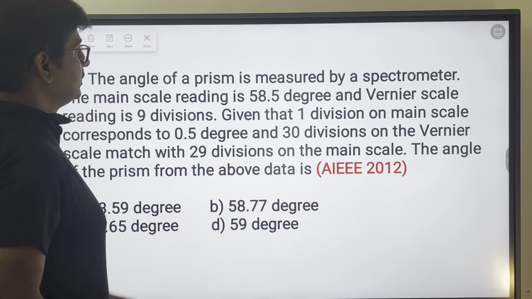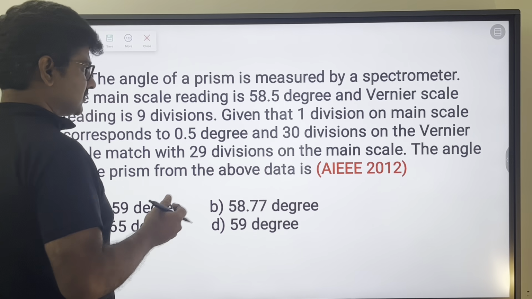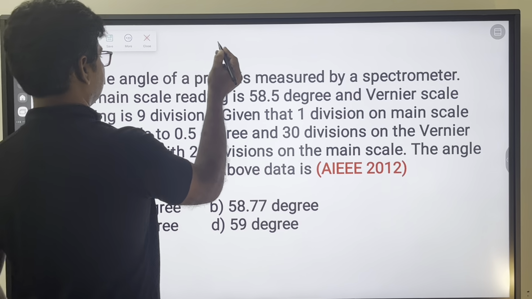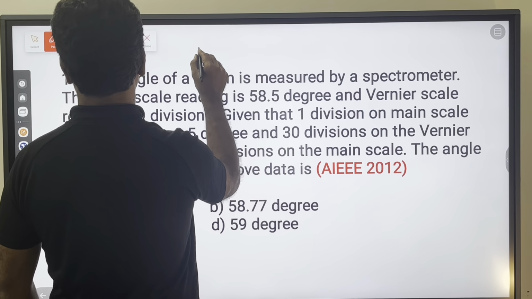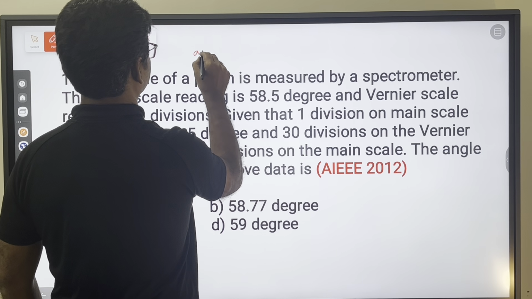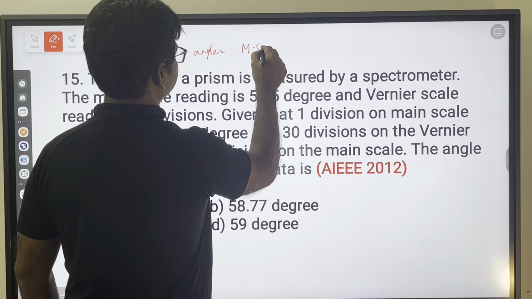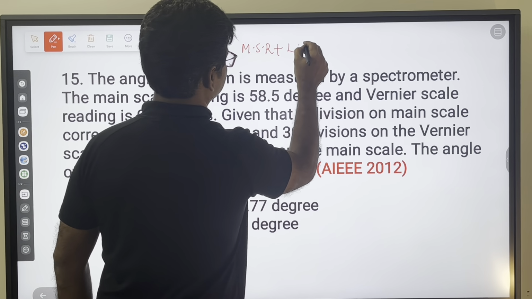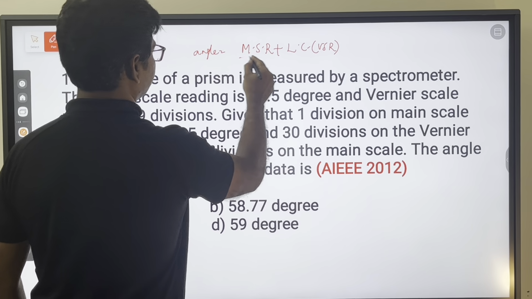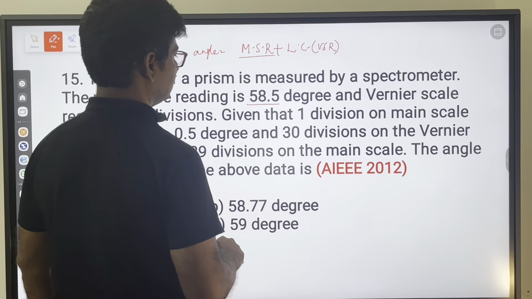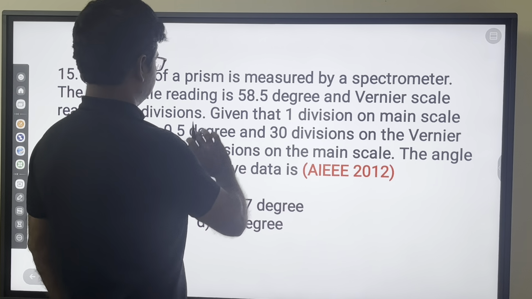Let me keep it here. So same, first we have to find the least count, then the value will be equal to the angle, whatever angle is supposed to be found. That angle is equal to the final angle: MSR, main scale reading, plus least count into VSR. This is the concept. Now the main scale reading is given.